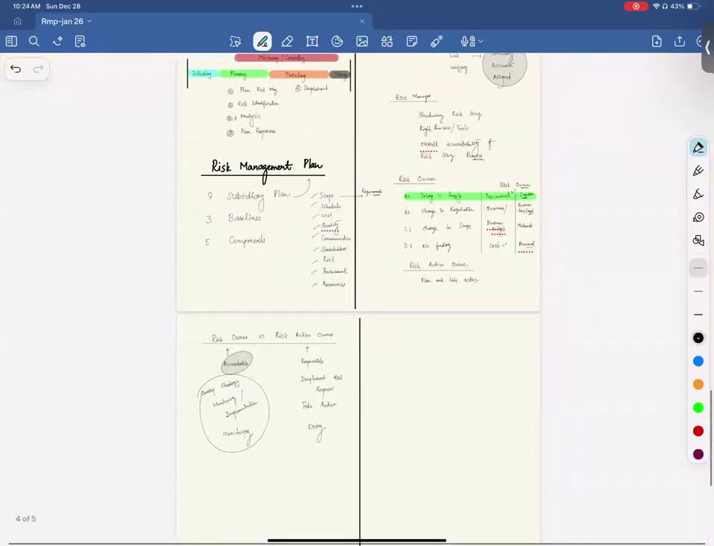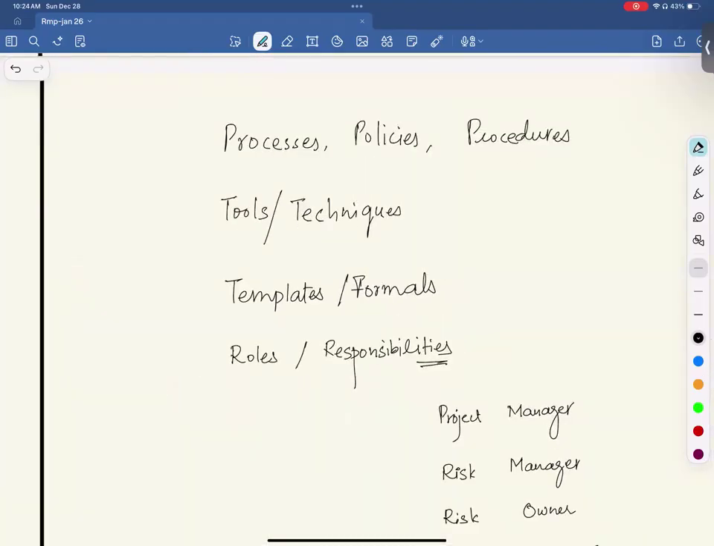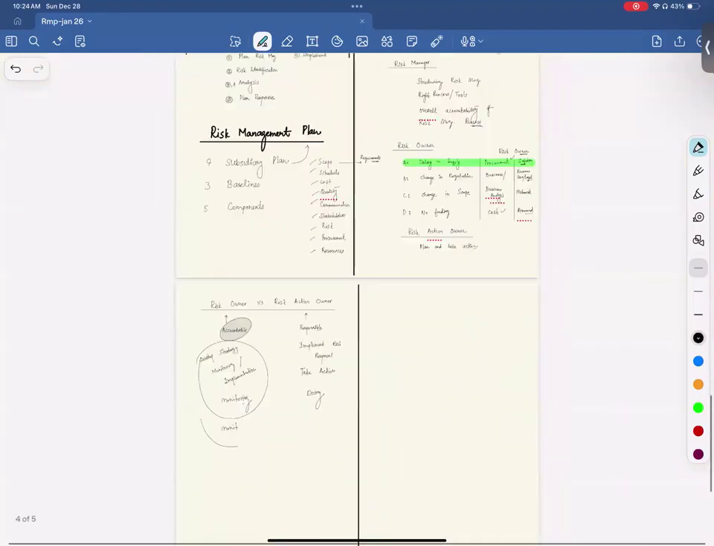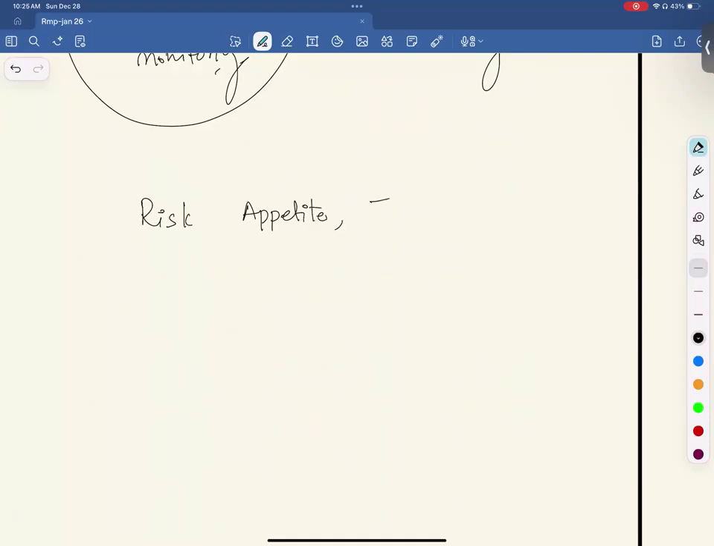In the risk management plan, you write processes, policies, procedures, tools and techniques, templates and formats, and roles and responsibilities. In addition to that, in the risk management plan, we talk about the risk appetite of your stakeholder, the risk threshold, or risk tolerance.